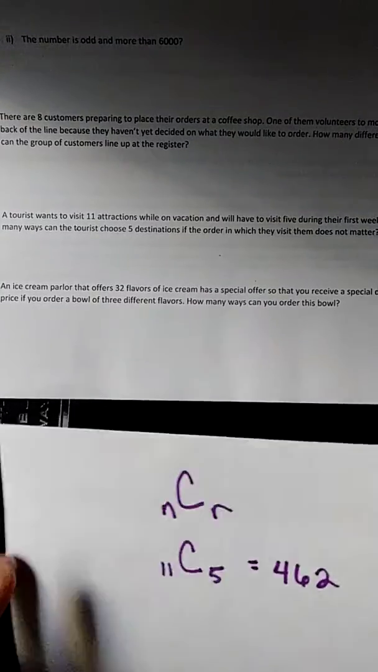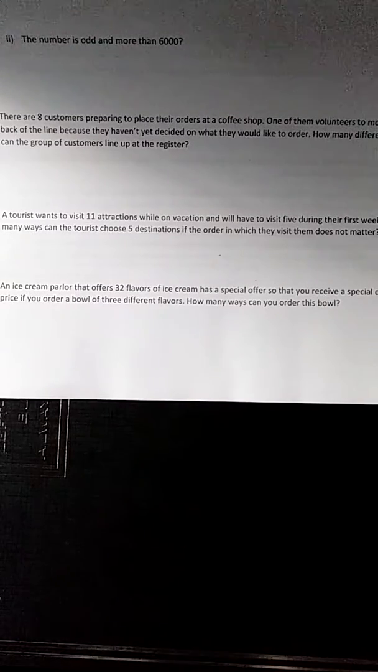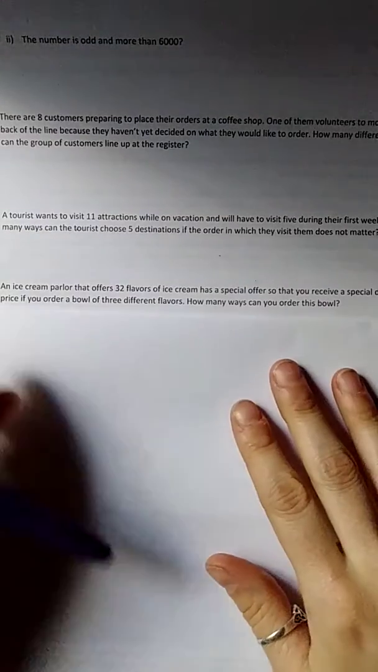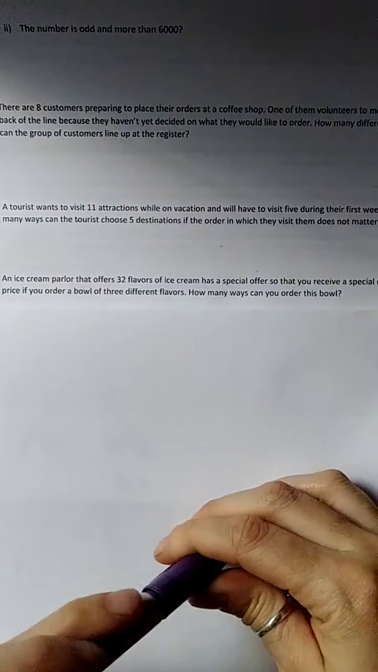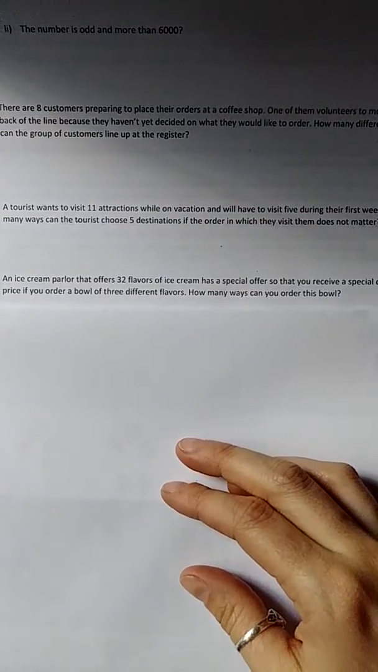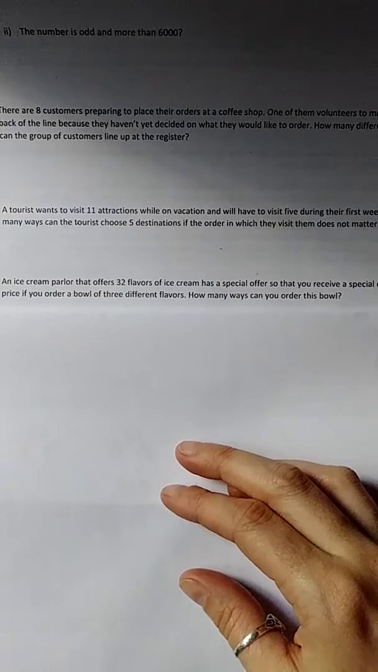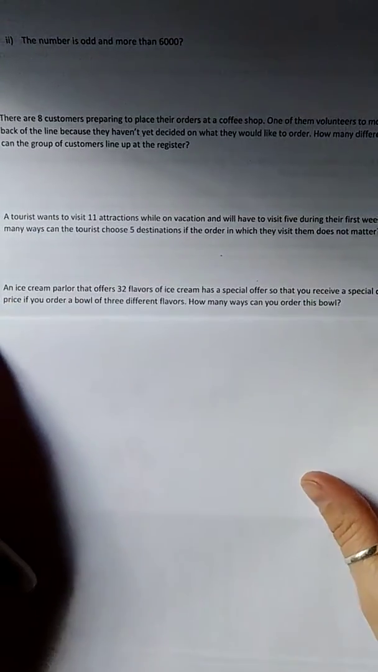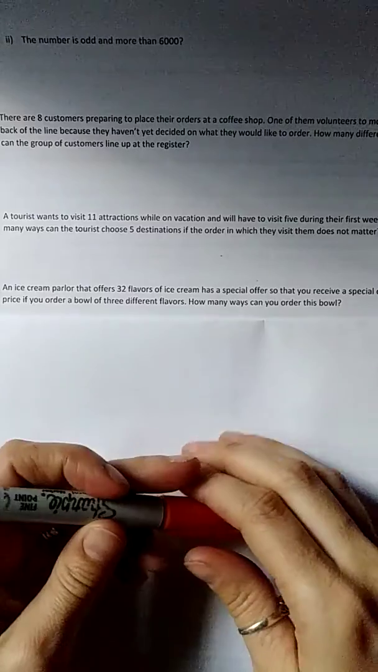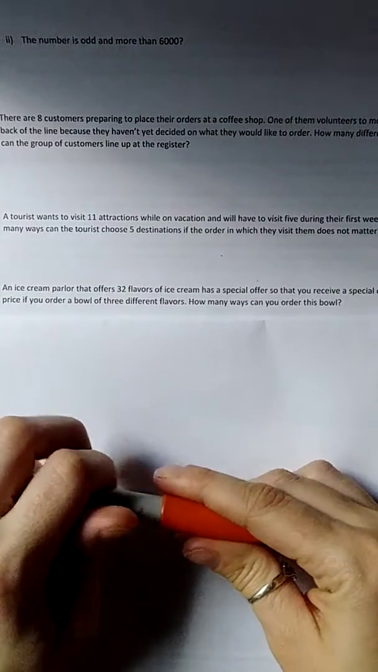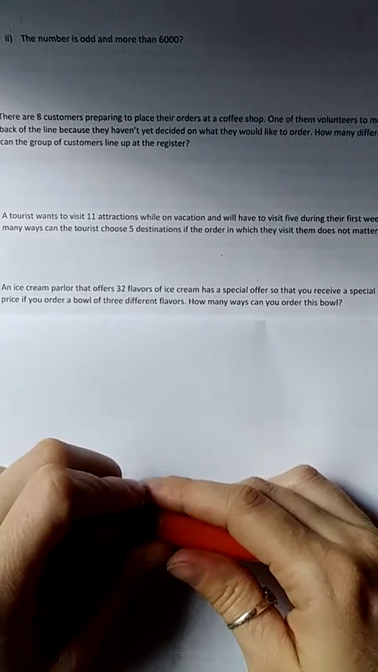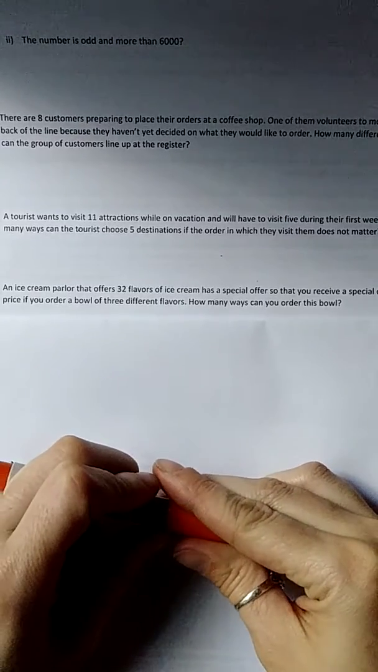For question 6, we're looking at an ice cream parlor that offers 32 flavors of ice cream, but they have a special offer so that you can receive a discounted price if you order a bowl of 3 different flavors at once. So how many different ways can you order this bowl? Now, it's not going to matter if they put the chocolate in the bowl first, then the vanilla, then the strawberry, or any other combination. The order is not going to matter.